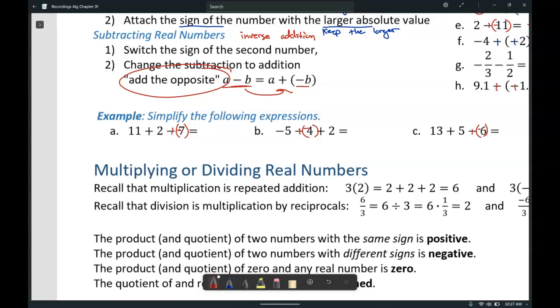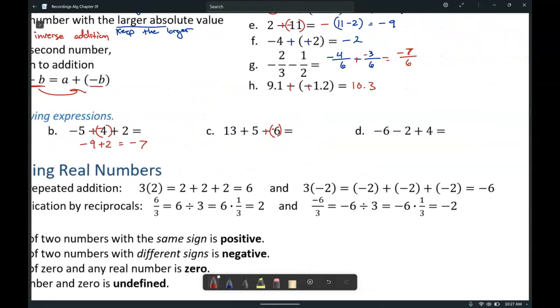So we have 11 plus 2 to give us 13, plus negative 7 gives us 6. Negative 5 plus negative 4 is negative 9, plus 2 gives us negative 7. We have 13 plus 5 to get 18, plus negative 6 to give us 12. And then we have negative 6 plus negative 2 is negative 8, plus 4 gives us negative 4.